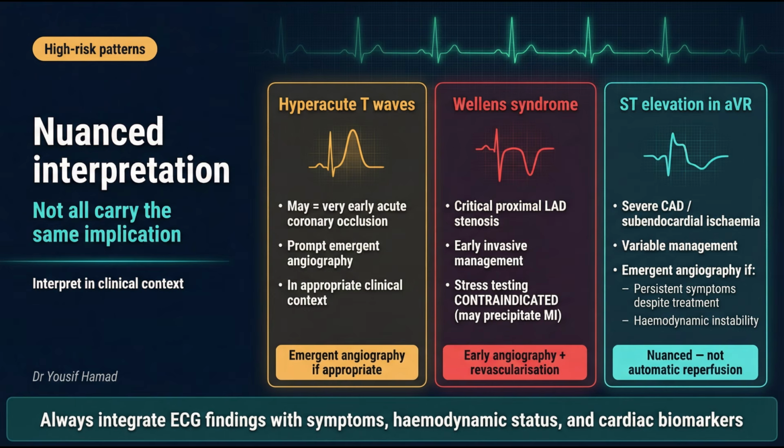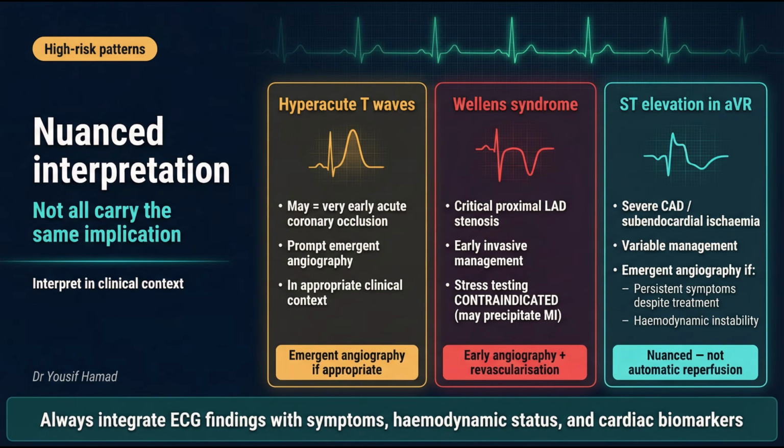It indicates critical proximal left anterior descending artery stenosis and needs early invasive management with coronary angiography and revascularization. Stress testing is contraindicated because it may precipitate acute myocardial infarction. ST elevation in lead aVR with multi-lead ST depression is more variable.